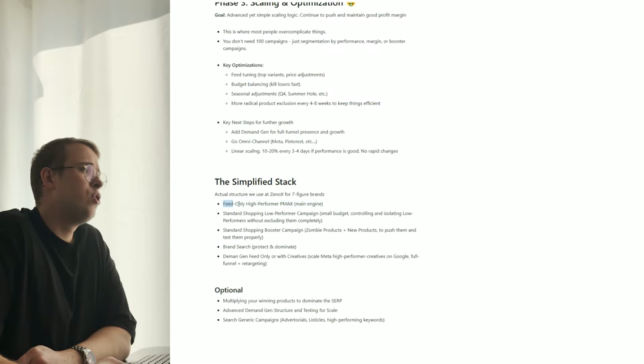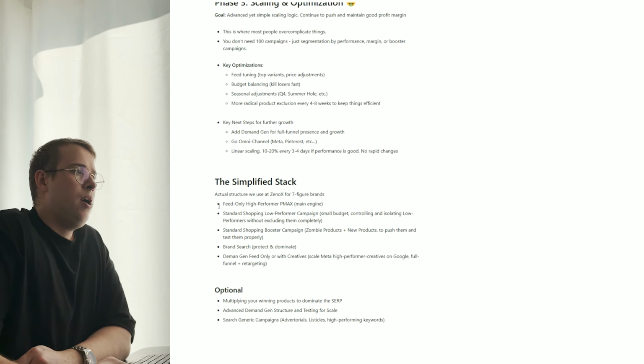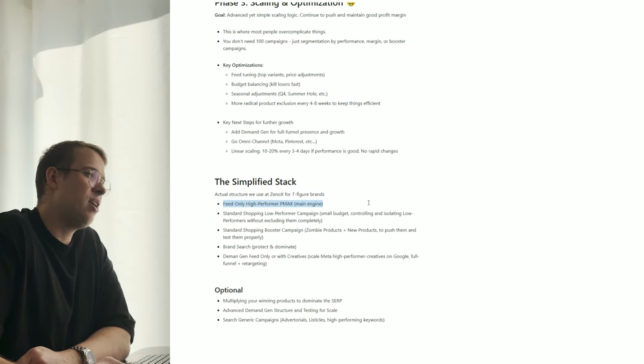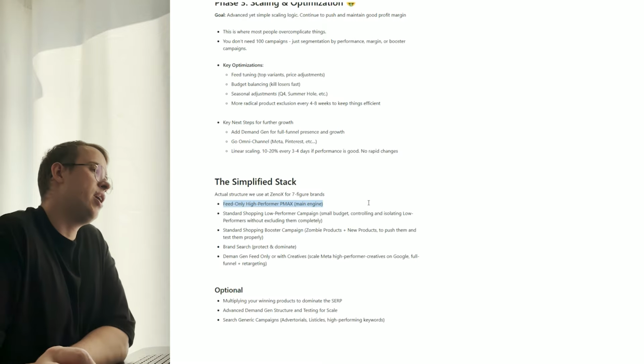Sometimes even not feed only, but with assets, if it's a niche where creatives are more scalable, like for example supplements, cosmetic products, that usually tends to work a bit better than feed only. And that's also usually a type of niche where the client is quite active on Meta already, so we can get the full funnel presence a bit better if you use assets, right? But yeah, just to give you some ideas, but basically don't overcomplicate it. Feed only, high performer PMax.